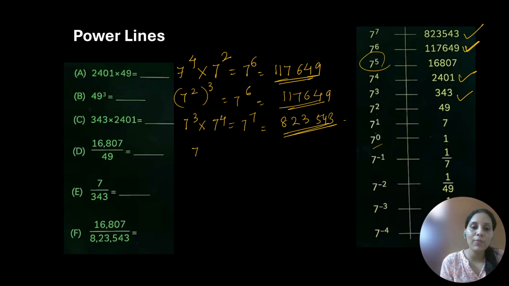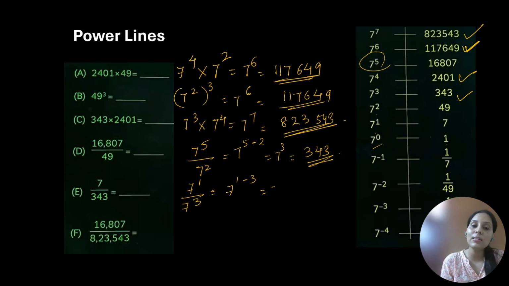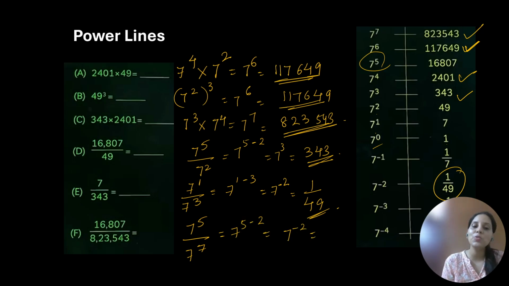What is 7 power 5 divided by 7 square? Now this is a quotient law. That means you need to subtract the powers. What is 7 cube? 343. Again 7 by 7 cube. You need to subtract 1 minus 3, 7 power minus 2. What is 7 power minus 2? 1 by 49. Lastly, this number is nothing but 7 power 5 by 7 power 7. 5 minus 7, 7 power minus 2, which is again 1 by 49.